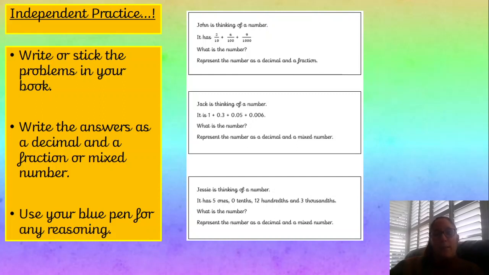Okay, so you have got an independent practice now. So you can either print these out and stick them in, or write the questions out. Okay, please write the answers as a decimal and a fraction or a mixed number, depending what it asks for. And use your blue pen for any reasoning. Okay, I'm not sure I've actually put any reasoning questions in the end because I changed my mind, because you're going to do something in a minute instead. Okay, so good luck with those. Pause the video. And again, the answers for this are on the resources, they're not on the video. But come back when you're ready for your final thought.